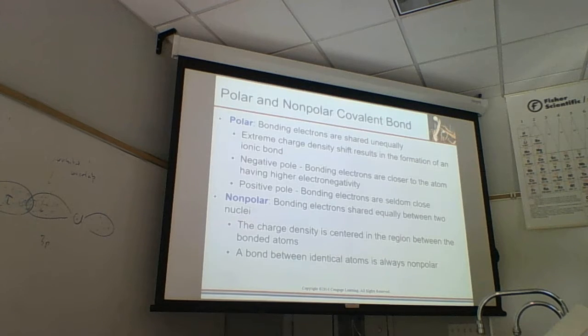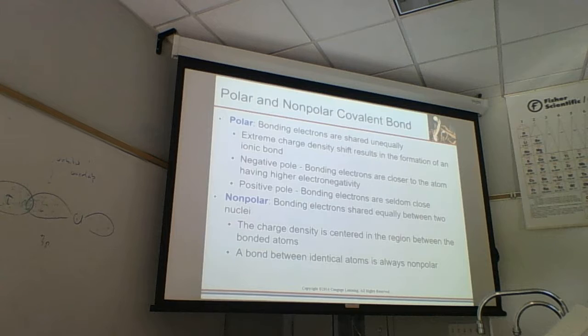What results is, if we look at the electron cloud, there's a distortion here, a distortion like this. And so hydrogen hangs on a little bit to the electrons, a little bit. But chlorine definitely is more powerful. But it wasn't enough to ionize hydrogen. And so what results is a covalent bond.